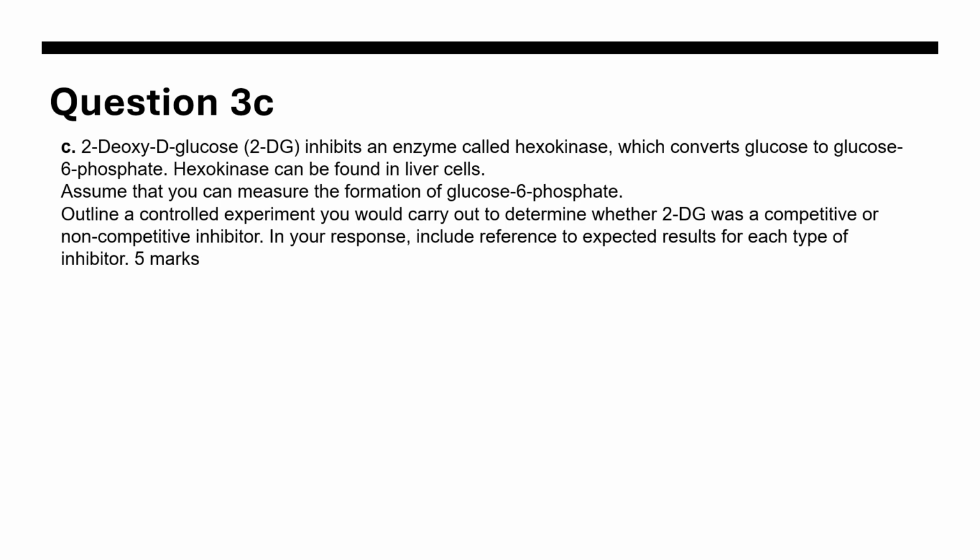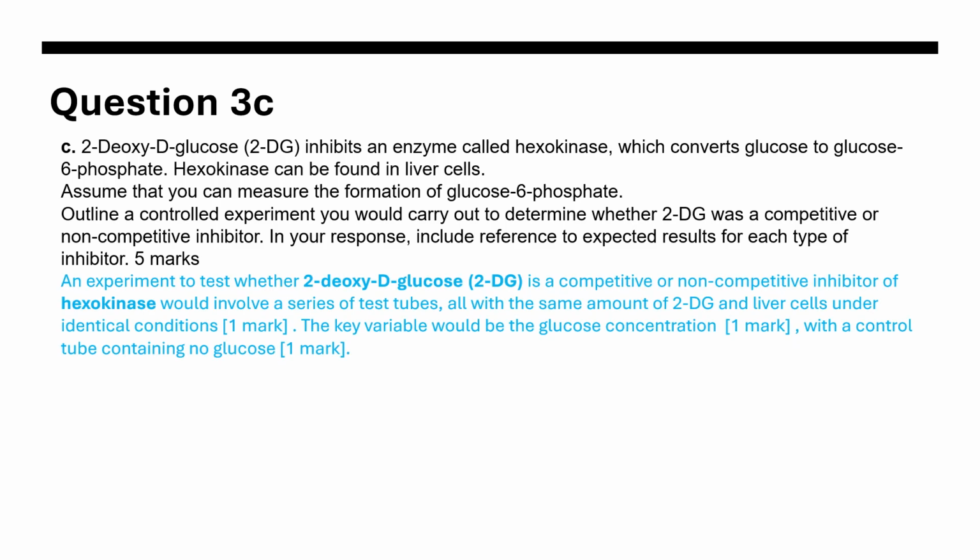An experiment to test whether 2-deoxy-D-glucose, 2-DG, is a competitive or non-competitive inhibitor of hexokinase would involve a series of test tubes, all with the same amount of 2-DG, and liver cells under identical conditions. The key variable would be the glucose concentration, with a control tube containing no glucose.